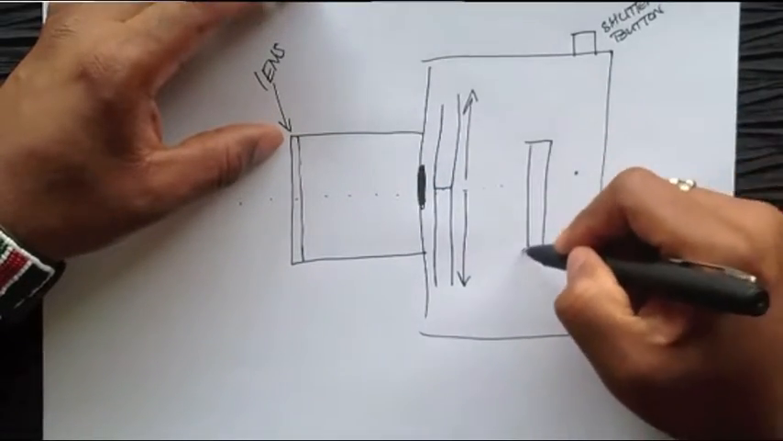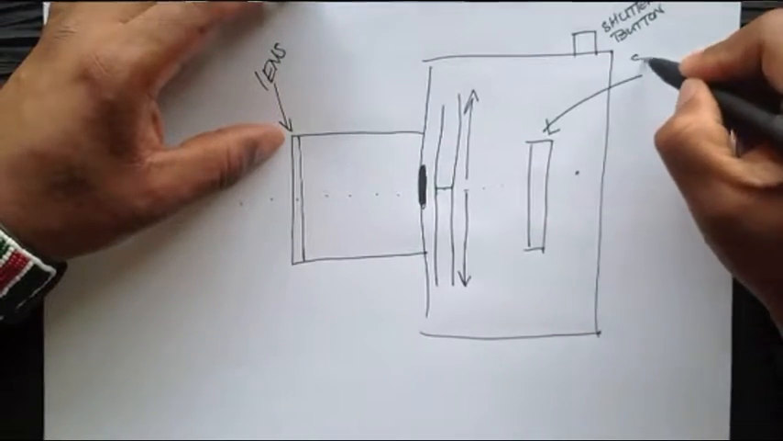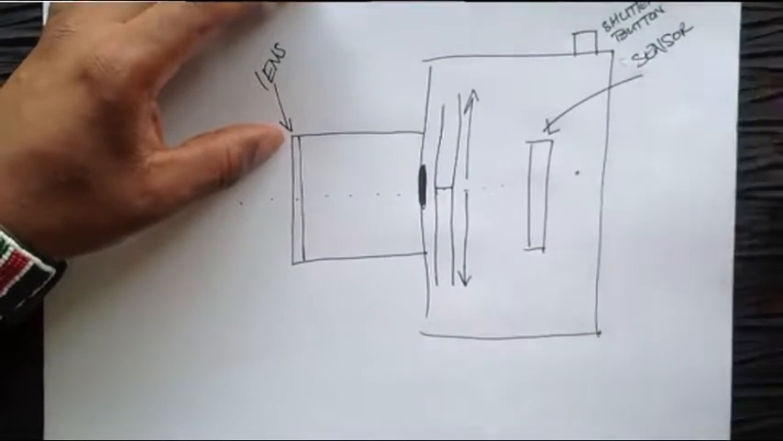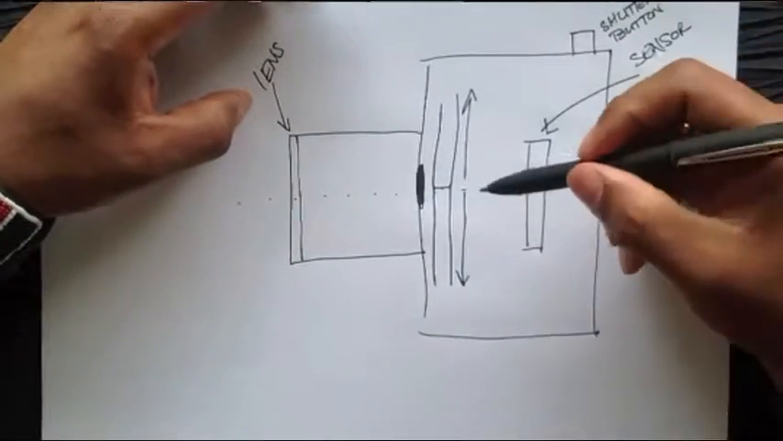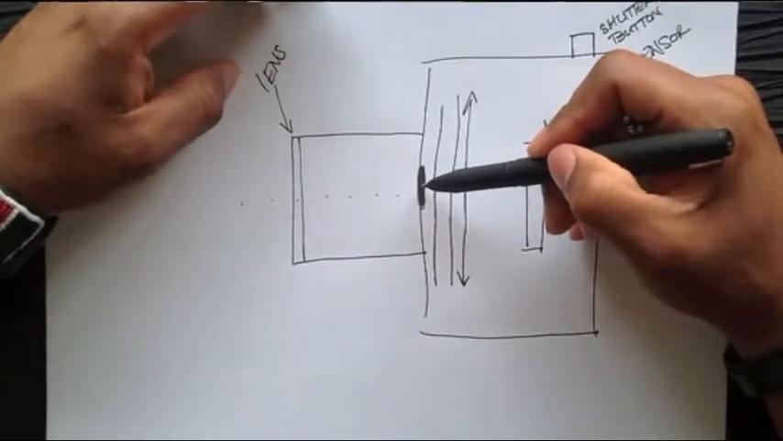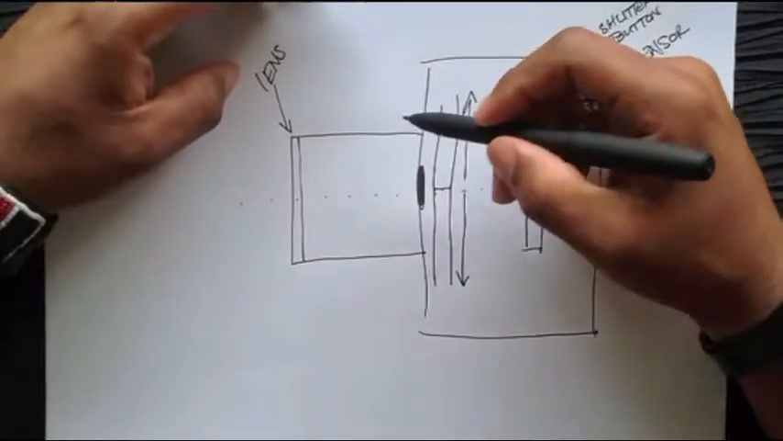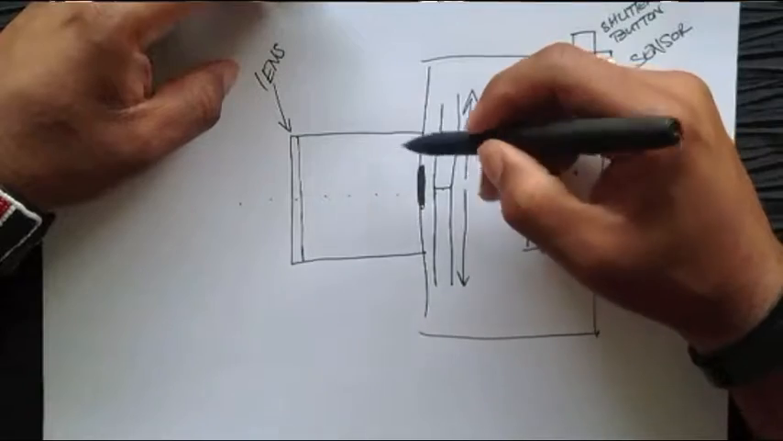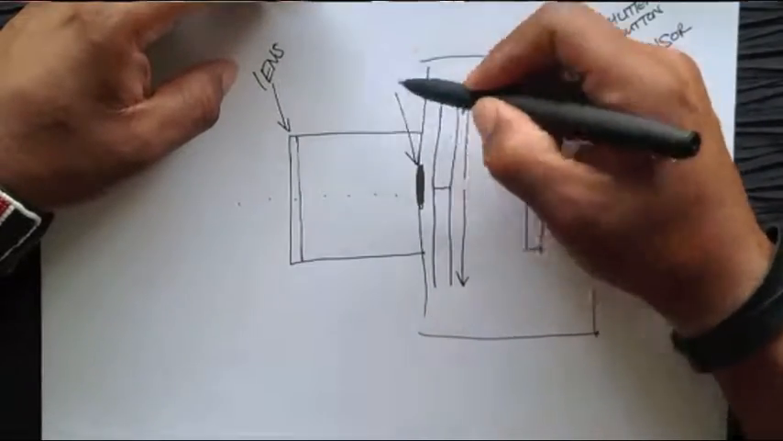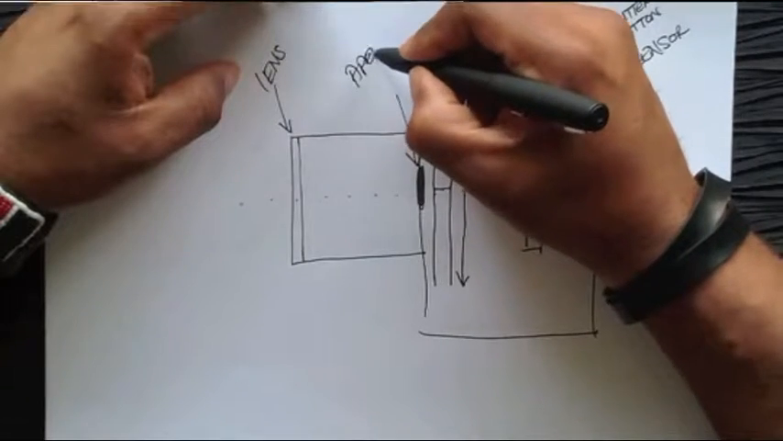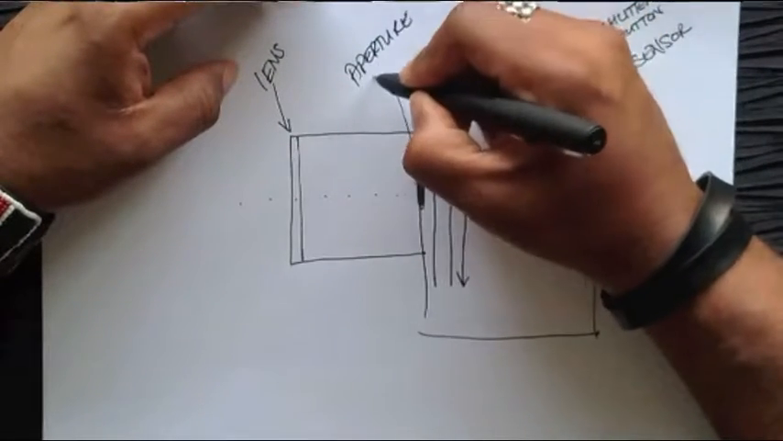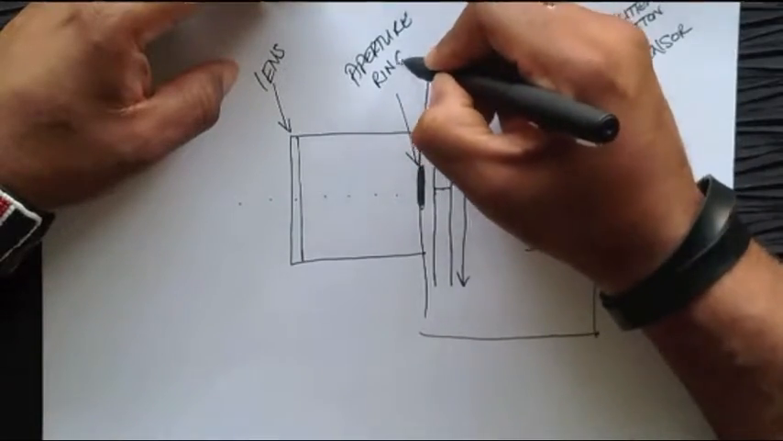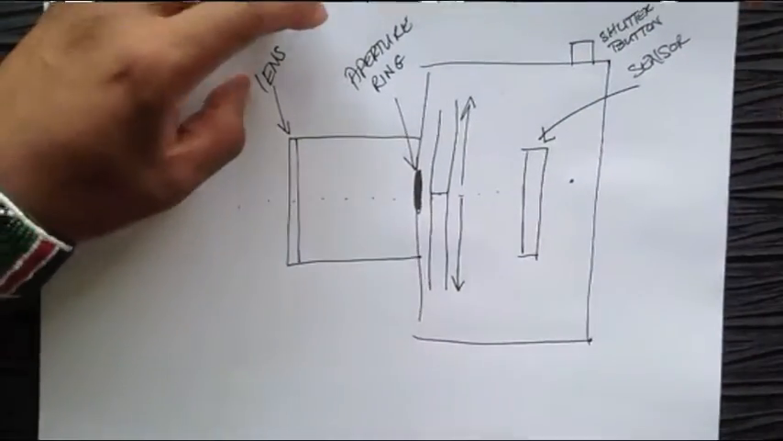I'm just going to put the sensor here. We'll talk about that later. Okay, sensor, right? Okay, so now we have this hole. So this small hole here is what you call an aperture ring. Most of you know this aperture ring as the iris. So what happens is the aperture ring is that hole that allows a certain amount of light to come in.